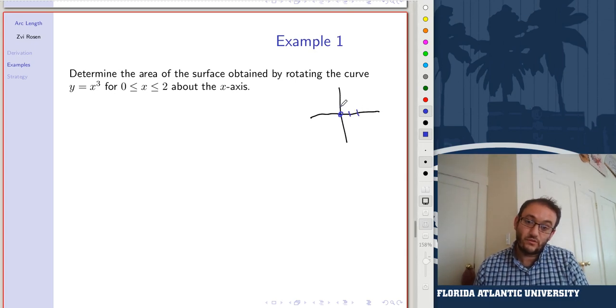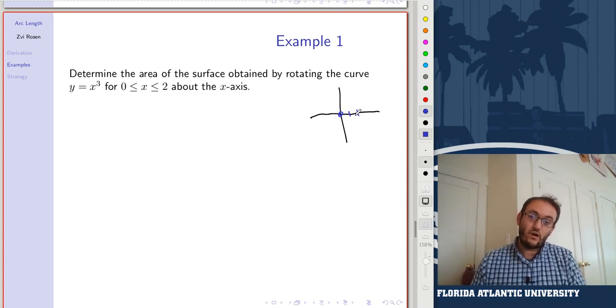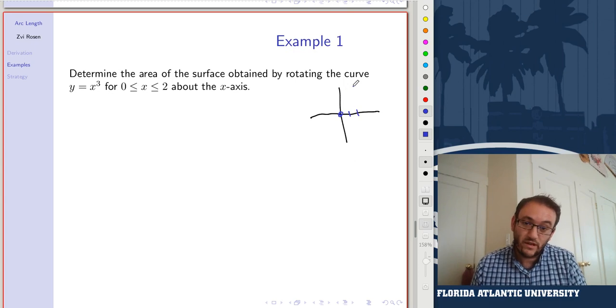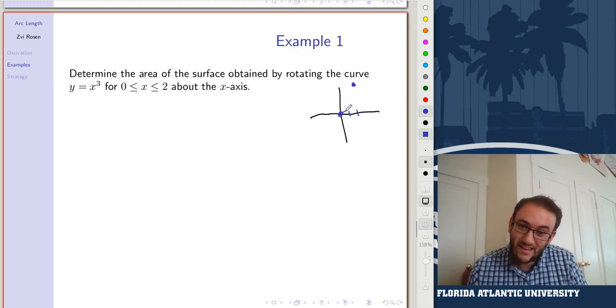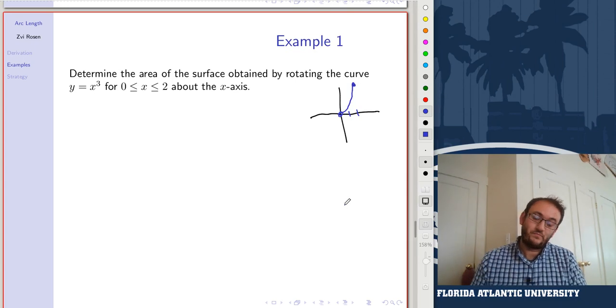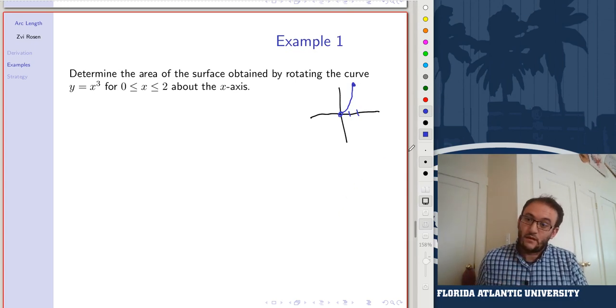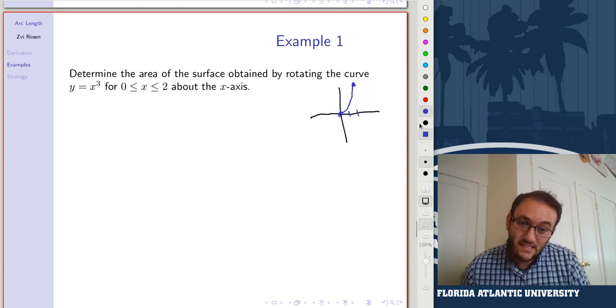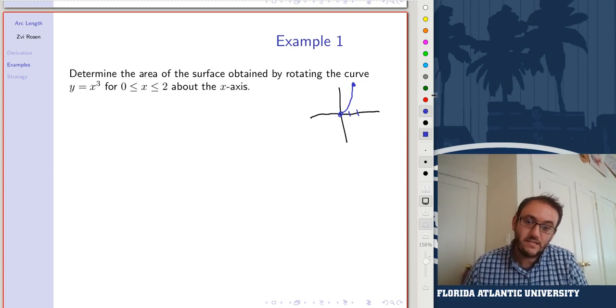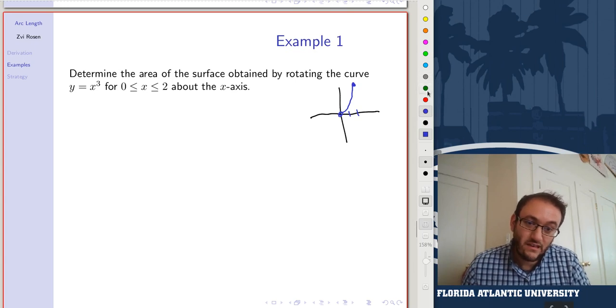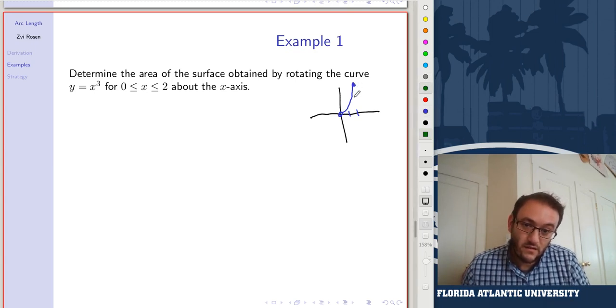And then we have 1, 2, and then the point of y equals x cubed corresponding to x equals 2 is y equals 8. I'll put this high up there without drawing the tick marks because it'll be inaccurate. And we get something that looks like this. So rotating this about the x-axis will give us something that looks like this kind of horn thing.